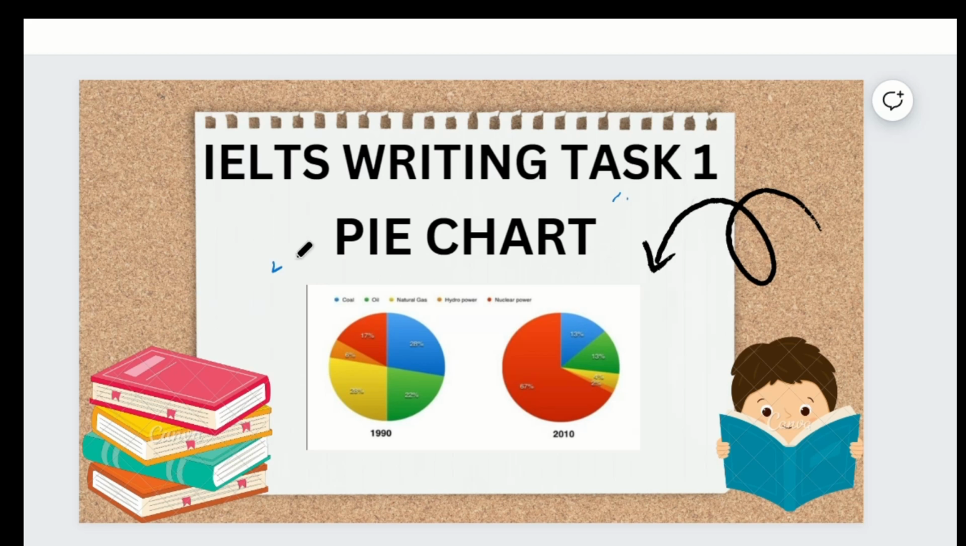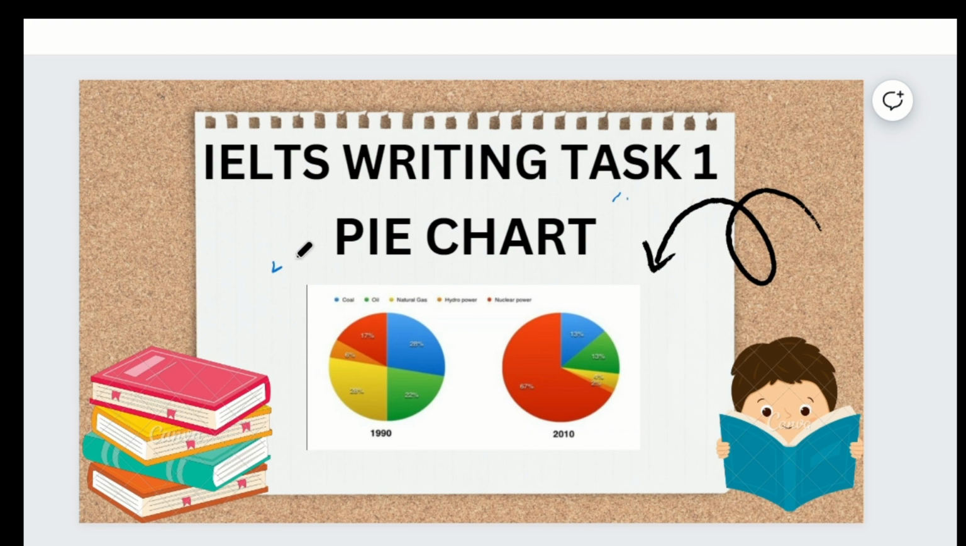Today we are going to discuss IELTS Writing Task 1 report writing. The type of report writing we are going to discuss is the pie chart. Basically, in the writing test of IELTS there are two types of task. The first task is report writing and the second task is an essay. So here we are going to discuss one report writing, that is the pie chart.